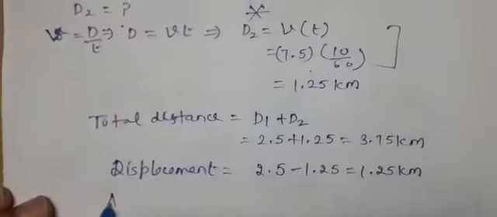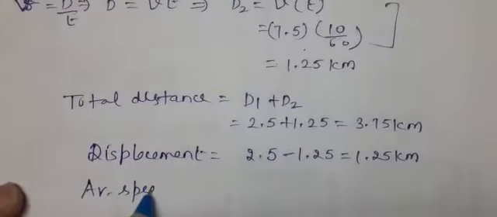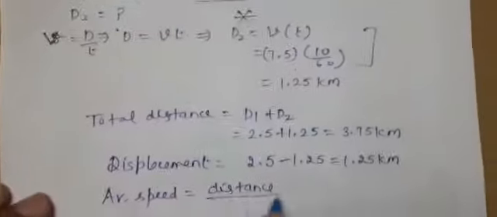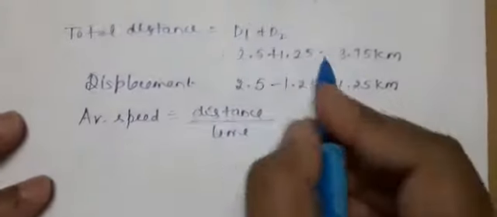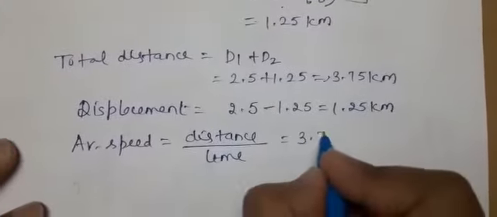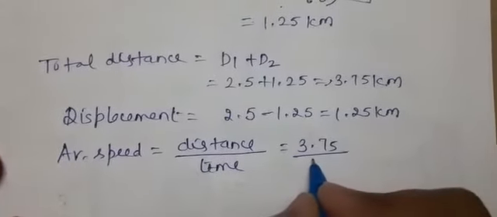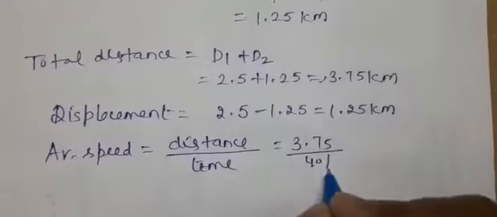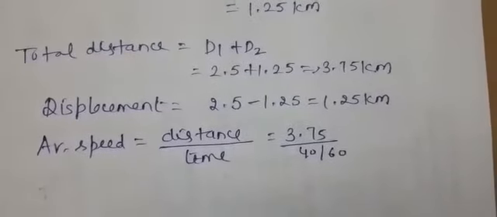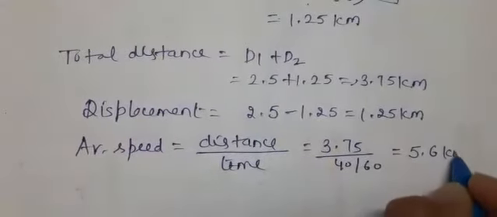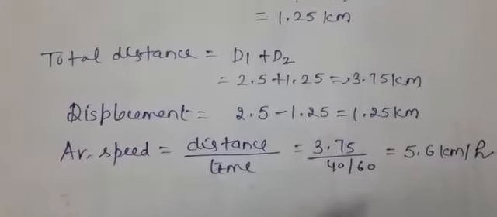So now average speed is total distance covered to the total time. Now you can see from this step total distance is 3.75 and total time taken here is 40 minutes. That is 40 upon 60. Now the calculation part is simple, you can do it. This is 5.6 kilometer per hour.